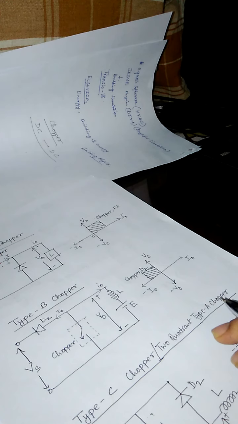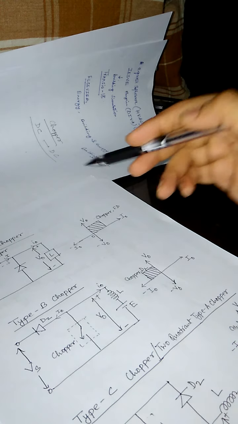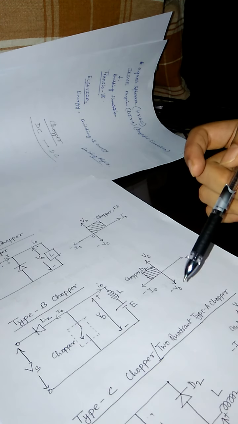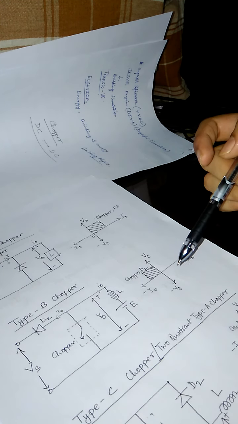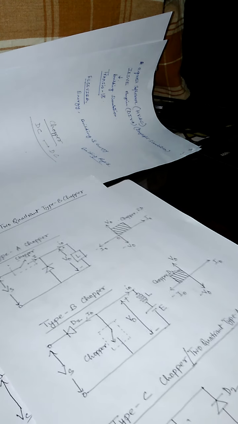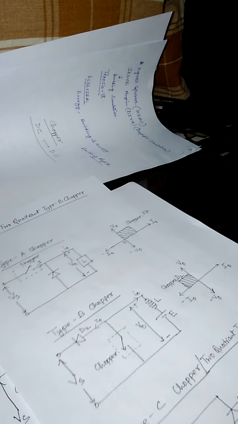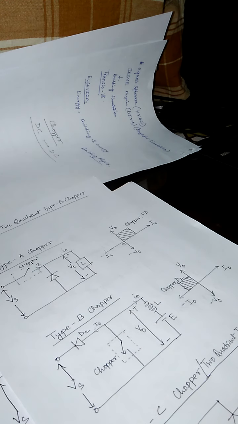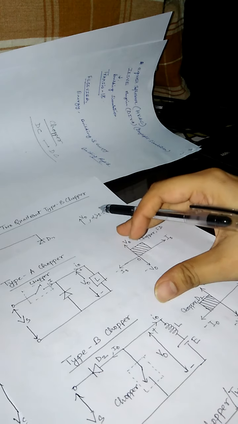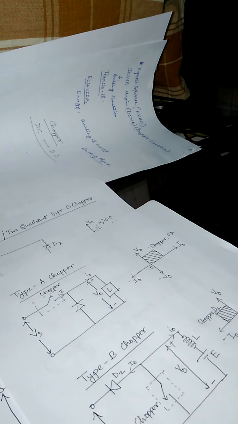Based on that we can classify the chopper circuits in 5 modes: type A chopper, type B chopper, type C chopper, type D chopper, and type E chopper. Individually we will discuss the principles of choppers. Firstly we have to discuss type A chopper.